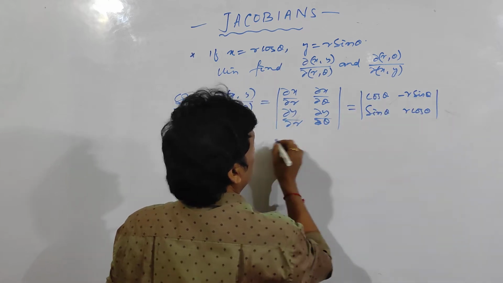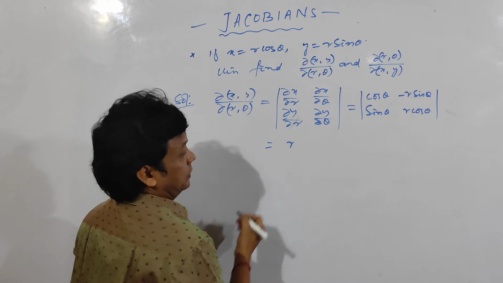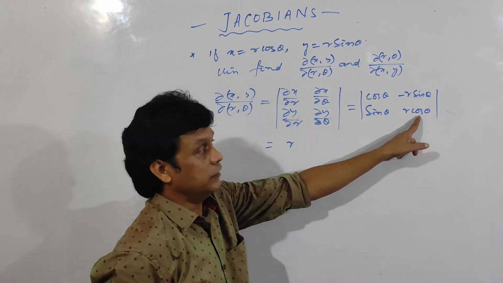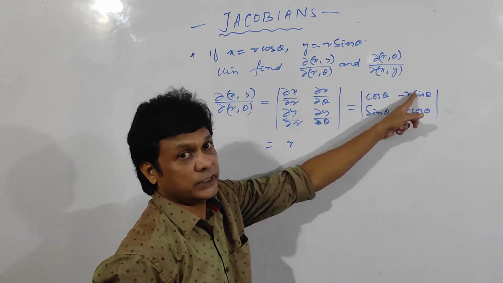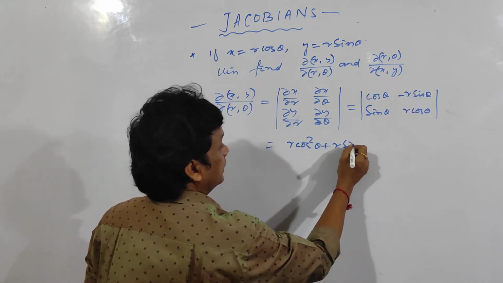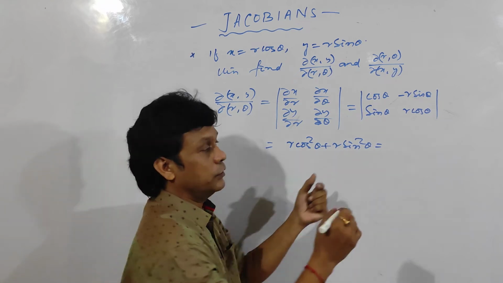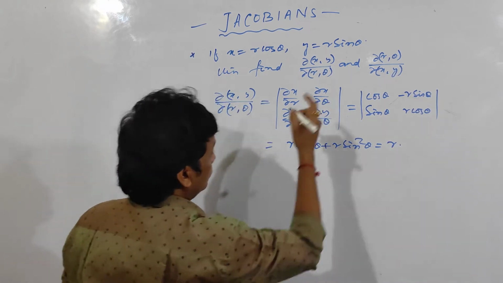So take the determinant. It will be r cos square theta plus r sin square theta. So take r common, it will become cos square theta plus sin square theta, which is equal to 1. So the answer is r. So the second part.